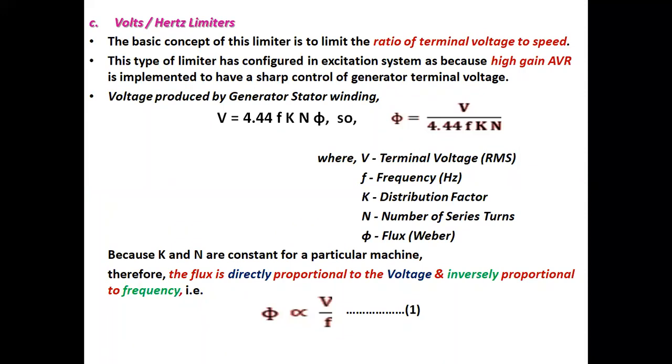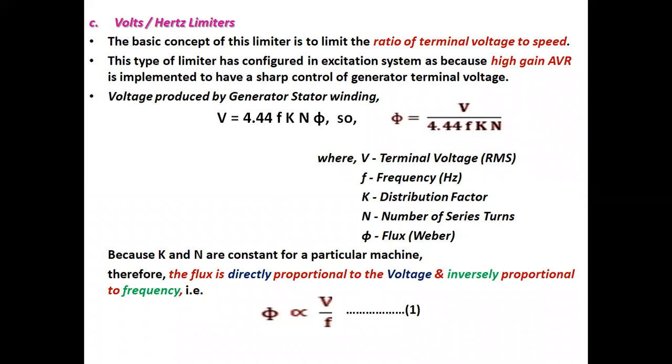Volts per Hertz ratio limiters. The basic concept of this limiter is to limit the ratio of terminal voltage to speed. This type of limiter is configured in the excitation system because a high gain AVR is implemented to have a sharp control of generator terminal voltage.